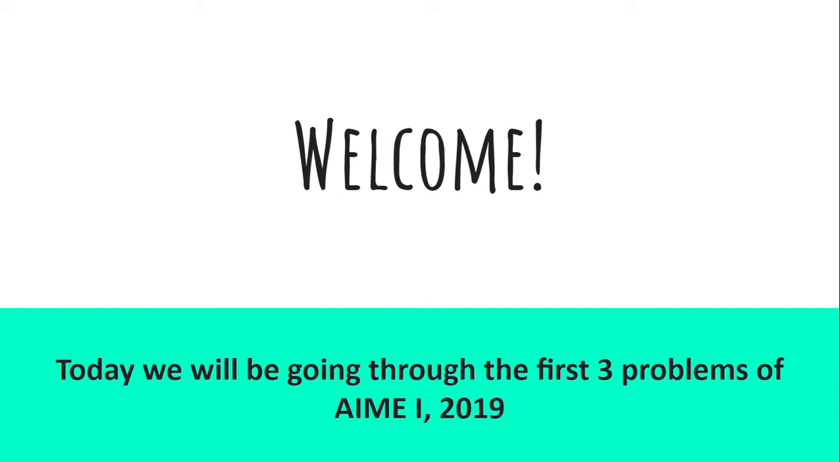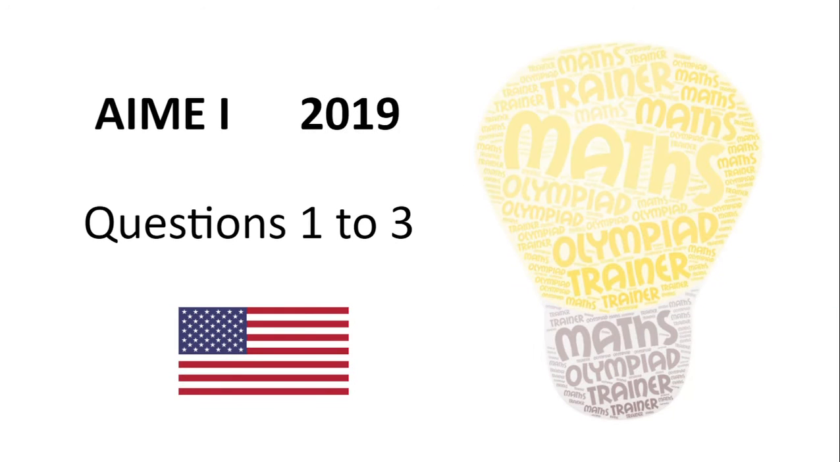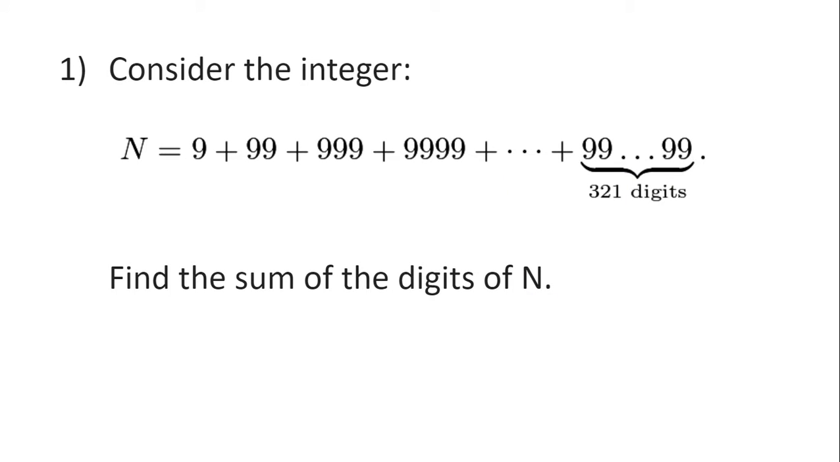So today we'll be going through the first three problems of AIME I 2019. Consider the integer n, which is 9 plus 99 plus 999 plus 9999 all the way to 9999999 with 321 digits. Find the sum of the digits of n.